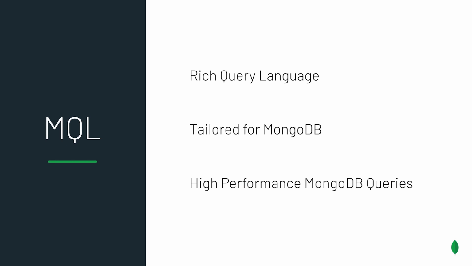I've mentioned MQL, or the MongoDB query language, a few times now. It's the query language tailored for MongoDB and the document model. MQL allows for high-performance queries in a syntax that is very readable and easy to use. Let's look at a quick example.